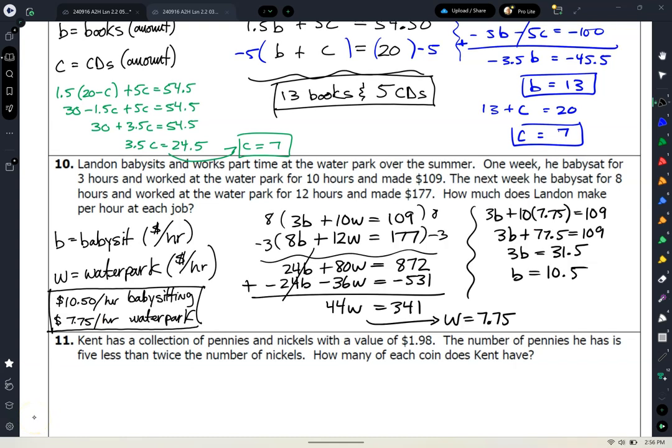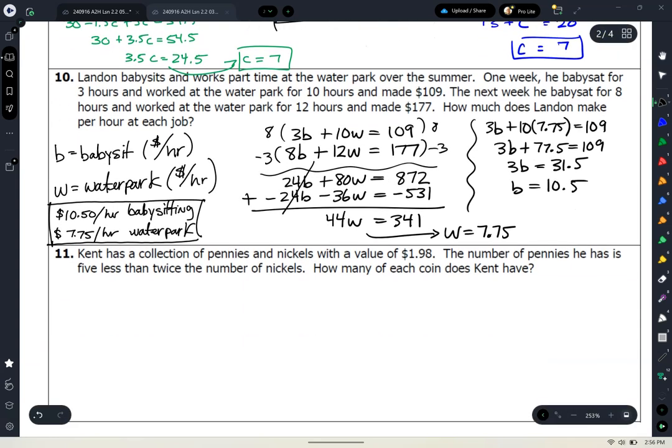Come up with $10.50 per hour at the babysitting and $7.75 at the water park. Yeah, we good? Make sense? Okay. All right, let's do number 11.